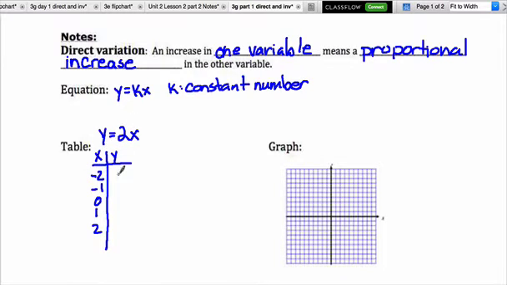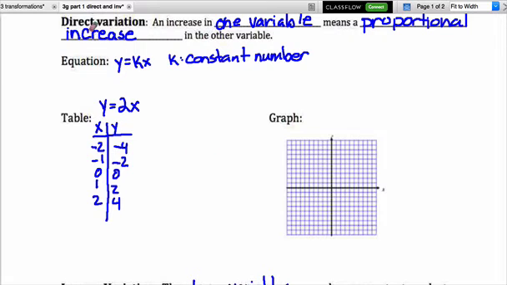Okay, so if I plug in -2, I get -4. If I plug in -1, I get -2. If I plug in 0, I get 0. If I plug in 1, I get 2. And if I plug in 2, I get 4. Okay, so direct variation says that as one variable increases, there's a proportional increase in the other variable. So if you look here, this is going up by a constant rate. We're adding 1 each time.